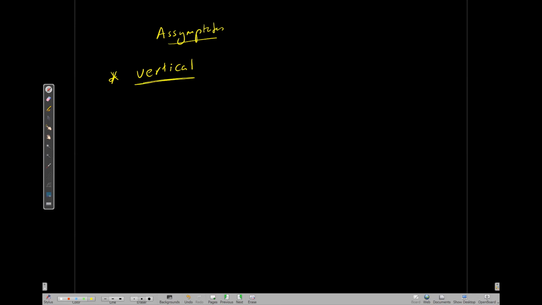Vertical asymptotes are the places where your function f of x goes to infinity or negative infinity.